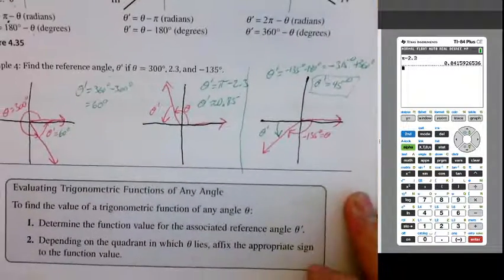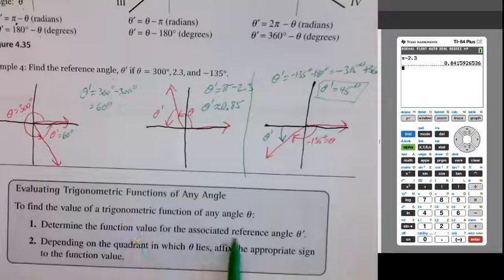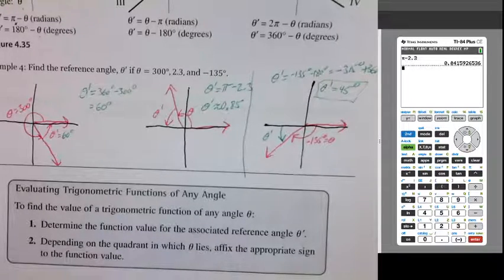Okay, and then this is just some notes for you. To find the value of a trigonometric function of any angle theta, first figure out the function value for the associated reference angle, theta prime, and then depending on which quadrant theta lies in, affix the appropriate sign to the function value. Okay, so let's use that.